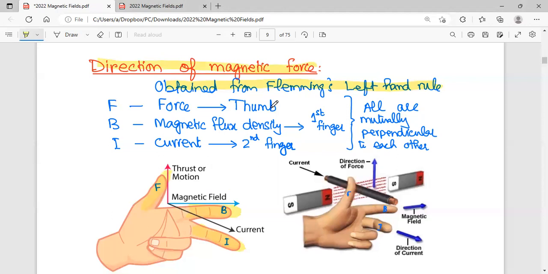So the thumb represents the direction of the force that the wire is going to experience. B is the magnetic field strength or magnetic flux density, which you will point with the first finger of the left hand towards the direction of the magnetic field. And then the second finger you will point towards the direction of current, which is the flow of positive charges. Okay, so all these are mutually perpendicular to each other. As given in the diagram, you can see north to south; just try to practice this with your left hand.